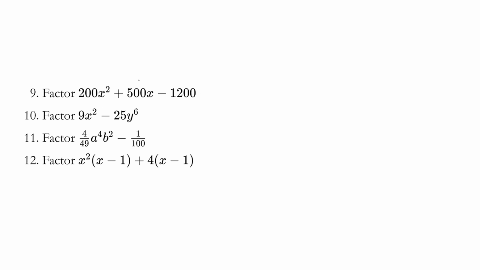Let's try factoring. Number 9, we have a trinomial, and we really should factor out the GCF. So let's factor out 100 and see what happens. If you try to factor this without factoring out 100, you'll have a big headache. But if you pull out 100, the question is quite easy. 2x squared plus 5x minus 12. When you feed the dog, feed the cat, and feed the bird, you'll realize that this is equivalent.